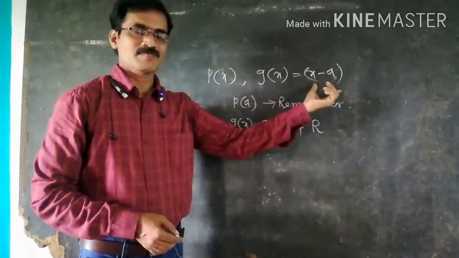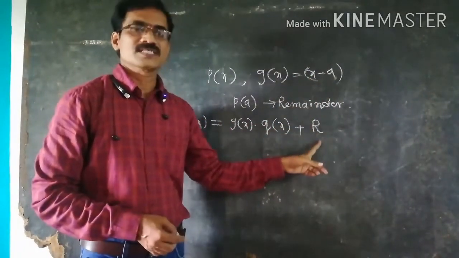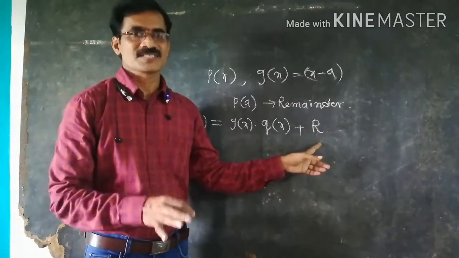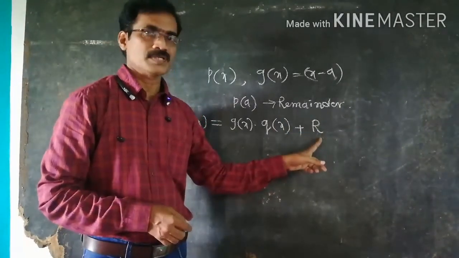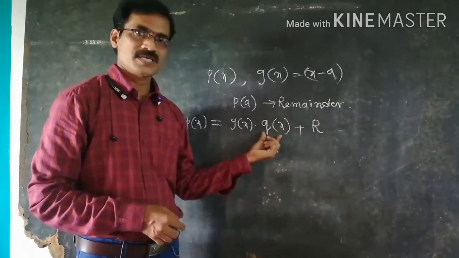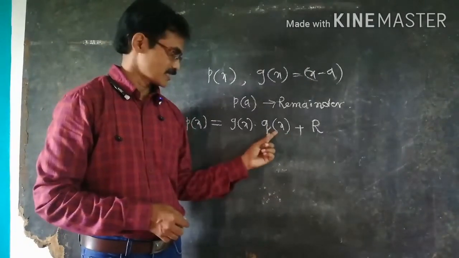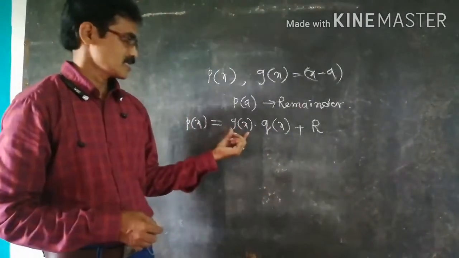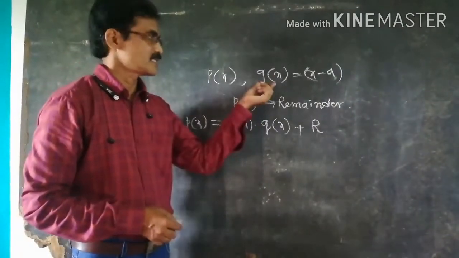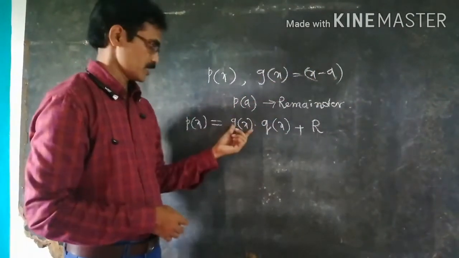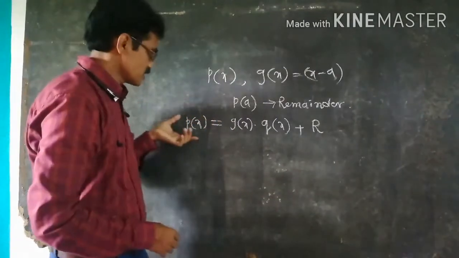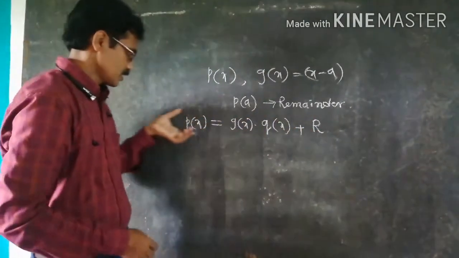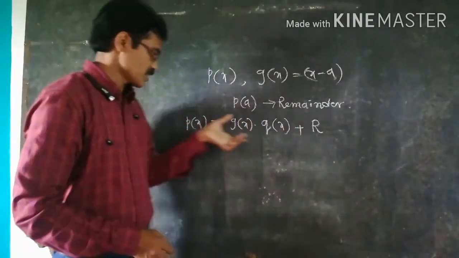If you divide by a linear polynomial, you must get the remainder as a constant. Constant value means a number, so it must be a number. Here the quotient must be a polynomial in x, and this is our divisor, the linear polynomial, and this is the given polynomial p of x. So this is the division algorithm. According to the division algorithm we can write this.